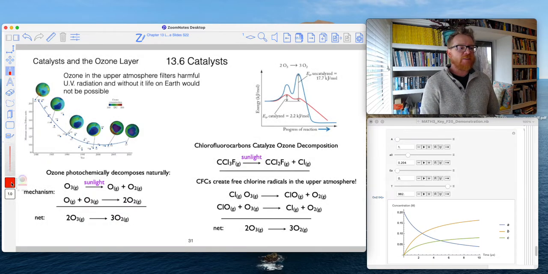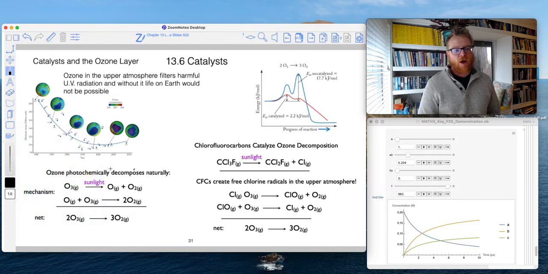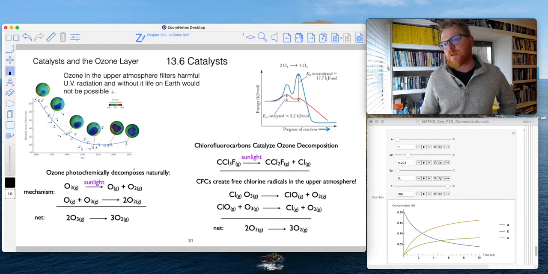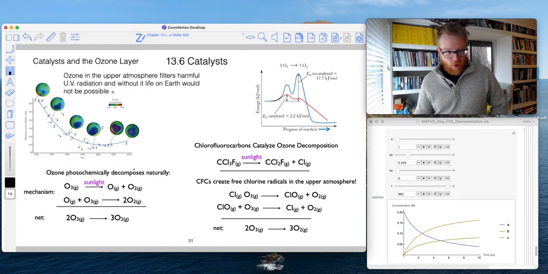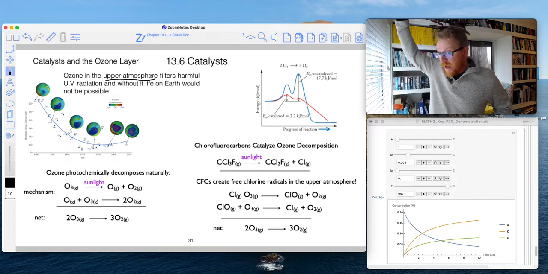So I want to spend some time talking about some catalysts in the environment and focusing on some not purposeful catalytic reactions. So these are reactions that are occurring in the atmosphere by accident. And so that's ozone depletion via chlorofluorocarbons. So ozone in the upper atmosphere, and by upper atmosphere, I mean like above where airplanes fly, like way, way up there.